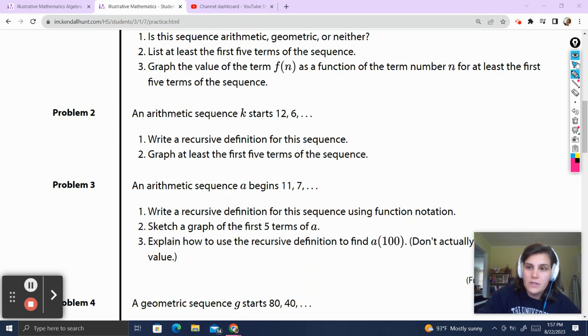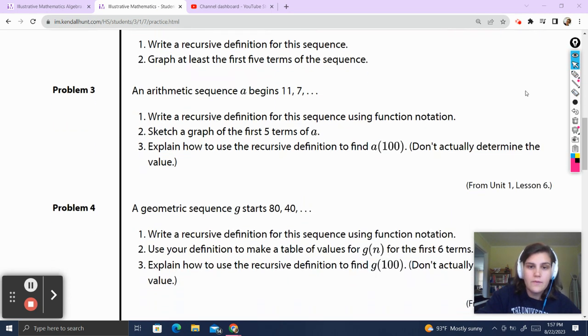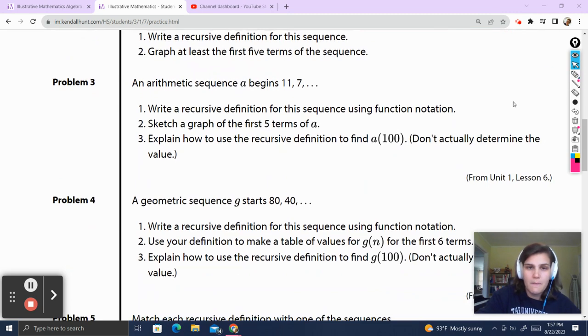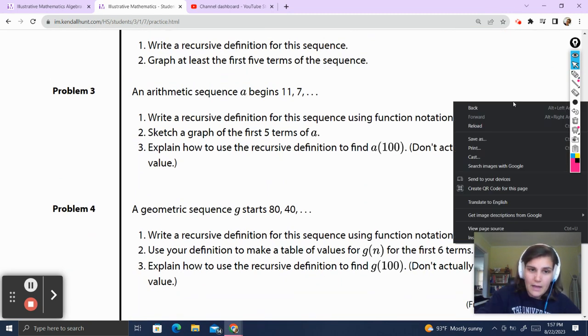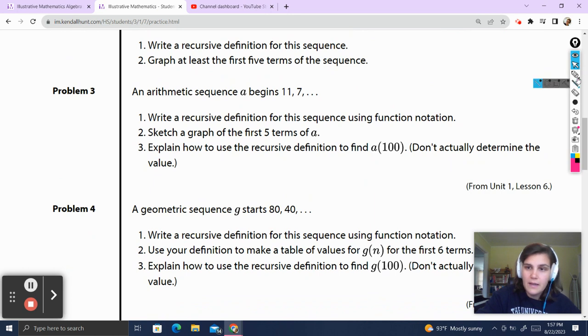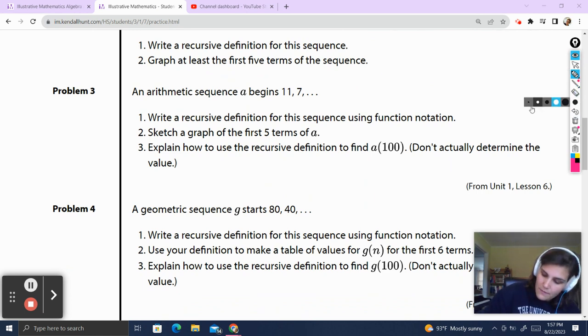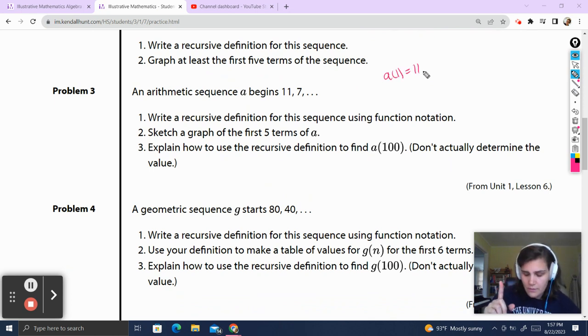An arithmetic sequence begins with 11, 7. Write a recursive definition for the sequence using function notation. Sketch a graph of the first 5 terms of a. Explain how to use a recursive definition for a of 100. Don't actually determine the value. So our first term is 11. So we are going to have a of 1 is 11 because 1 is our first term. And then every term after that is going to be the term before, which is what that stands for.